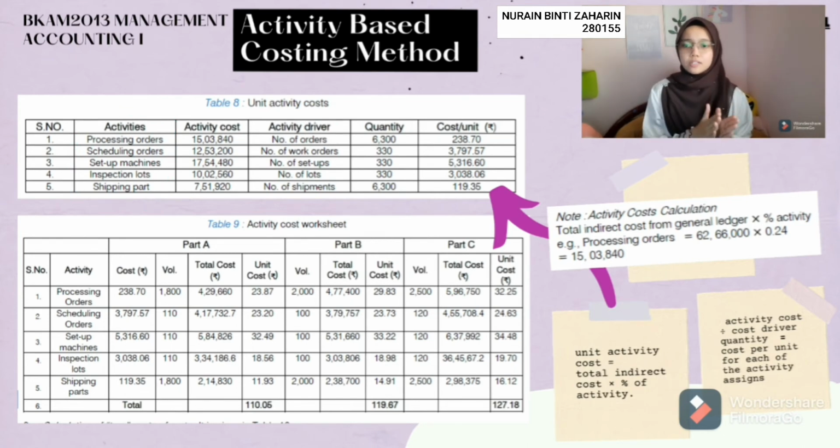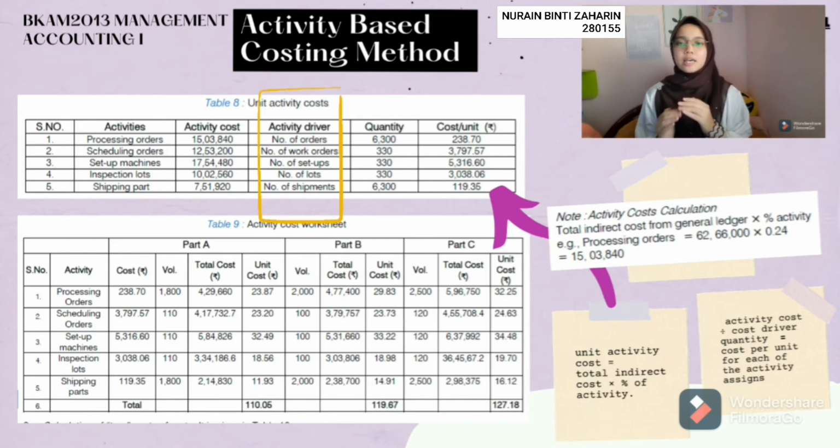The level of activity for processing orders and shipping parts is unit level. So the cost driver is the number of orders and number of shipments respectively, which is 6,300 units. For the other three, the level of activity is batch level, which includes 330 batches.